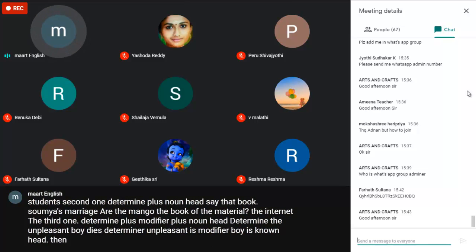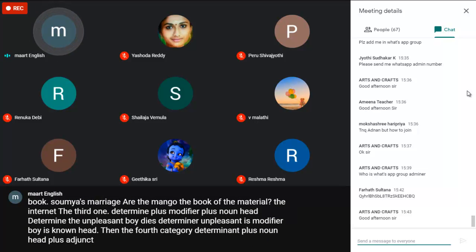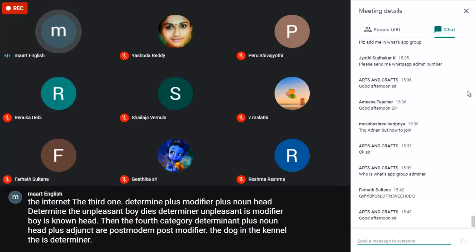Then the fourth category, determiner plus noun head plus adjunct or post modifier. The dog in the kennel. The is determiner, dog is noun head, adjunct is in the kennel.